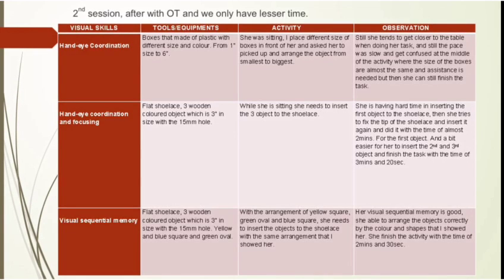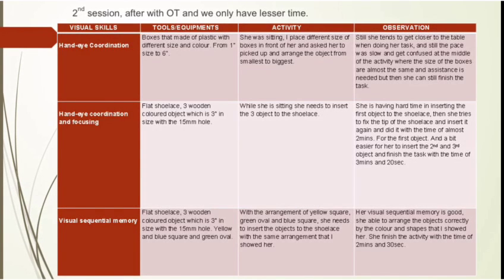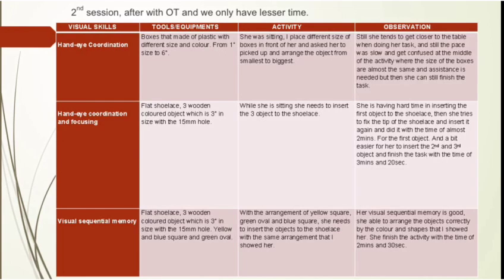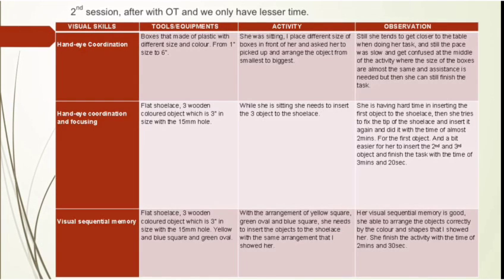For the second one, still hand-eye coordination with focusing. This time she needs to insert three objects into the shoelace. For the observation, at first she had a hard time inserting the first object, but she tried to fix the tip of the shoelace and insert it again, which she did, and it was a bit easier for the second and third objects. She finished the task in 3 minutes and 20 seconds.